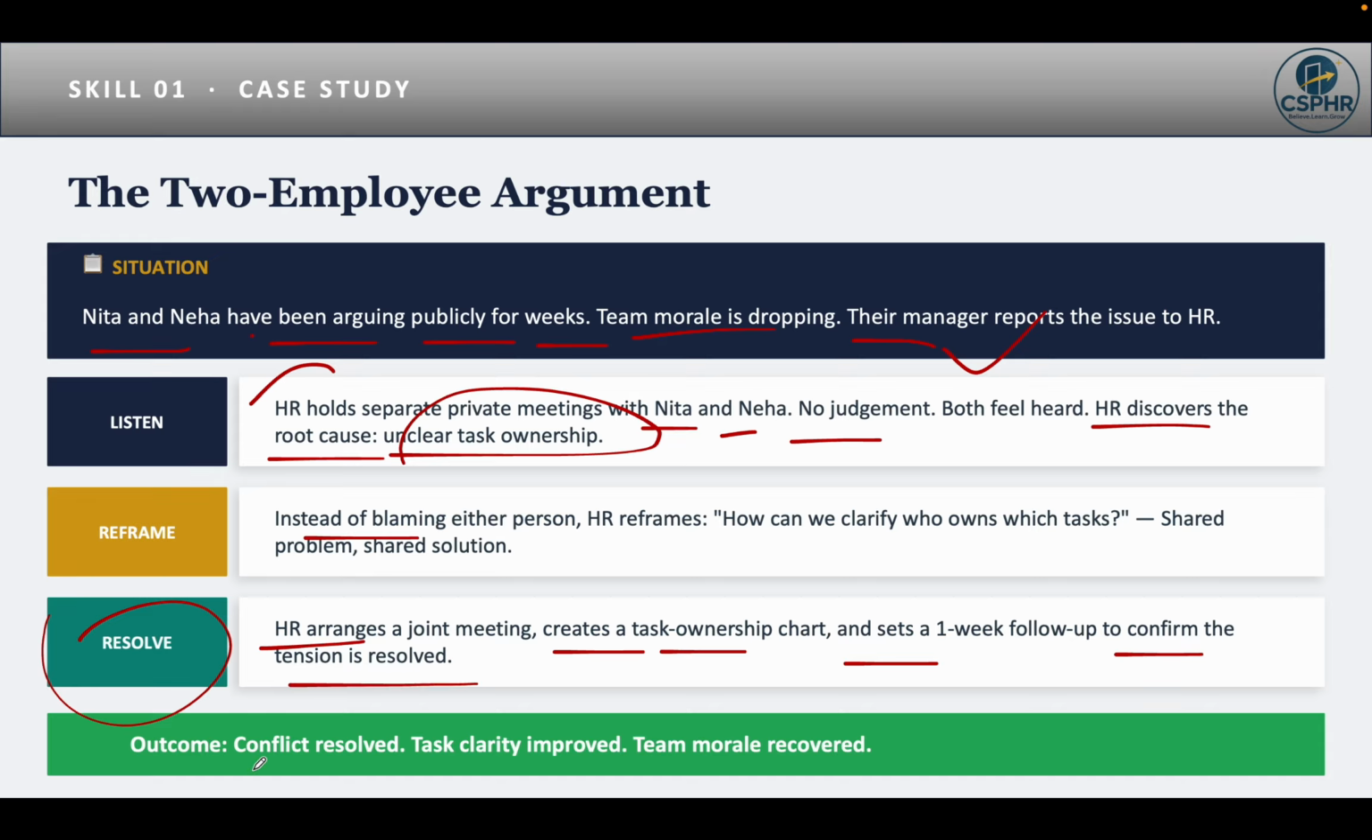Okay, then what will be the result? Conflict resolved, trust and clarity improve, and team morale recovers. Okay, so because of unclear task ownership, both of them were arguing. So you have to find out the reason, and then you have to give the appropriate solution so that both parties will feel happy.